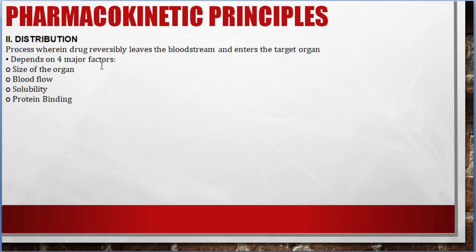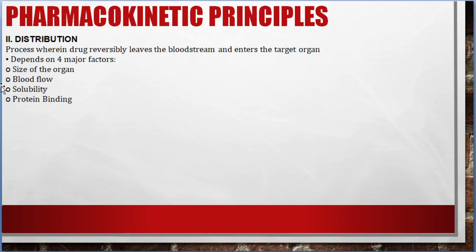So, what are those four major factors? Number one, the size of the organ. So, the size of the organ is directly proportional to its distribution, meaning the larger the organ or the more compact the organ is, the more extensive the distribution will be. How about your blood flow? Same, your blood flow. Blood flow is also directly proportional to its distribution, meaning the more blood flow, the more extensive ang ating distribution ng ating drugs.